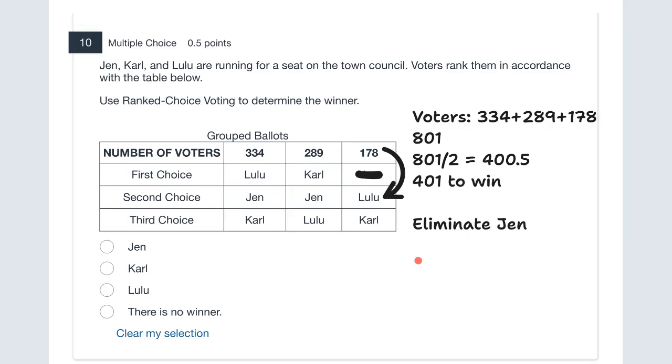And when we see this, we see Lulu has 334 plus those 178, which is 512. And Carl still is sitting on 289. So in this case, our winner is going to be with 512 votes. Looks like Lulu wins.